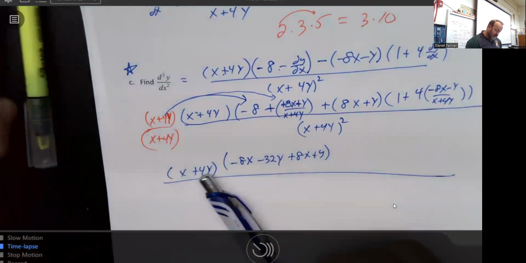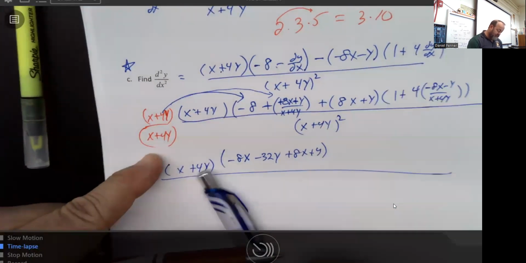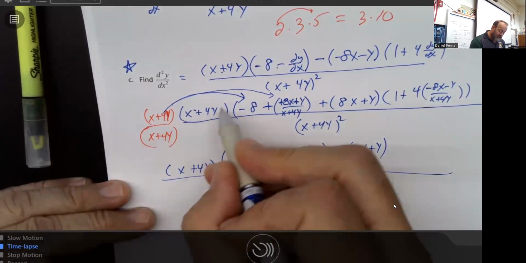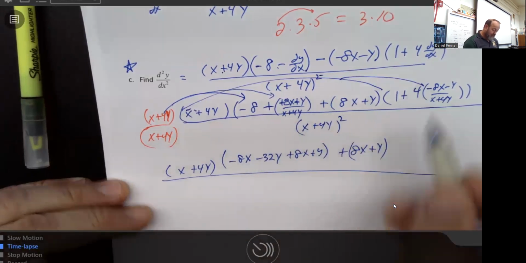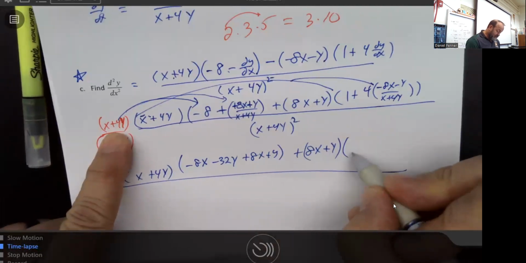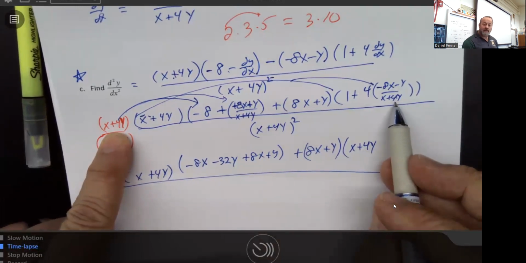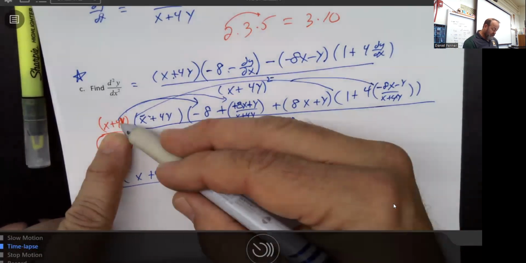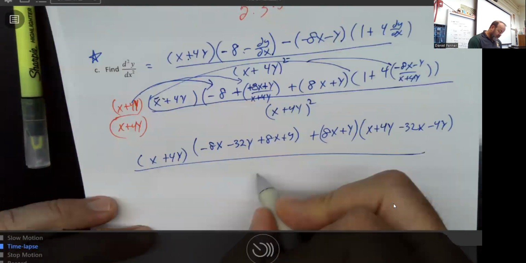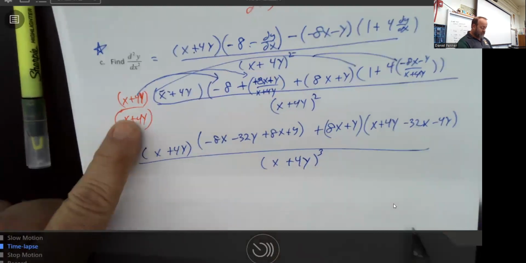But similarly, when I go to multiply this into this portion, I'm going to skip over the front piece and multiply it into this piece right here and here. So x + 4y times 1 is going to be x + 4y. And again, the whole reason we did that was to cancel this denominator out. So the x + 4y's would cancel, and I get negative 32x minus 4y all over (x + 4y) cubed, because I multiplied x + 4y on the top and bottom.